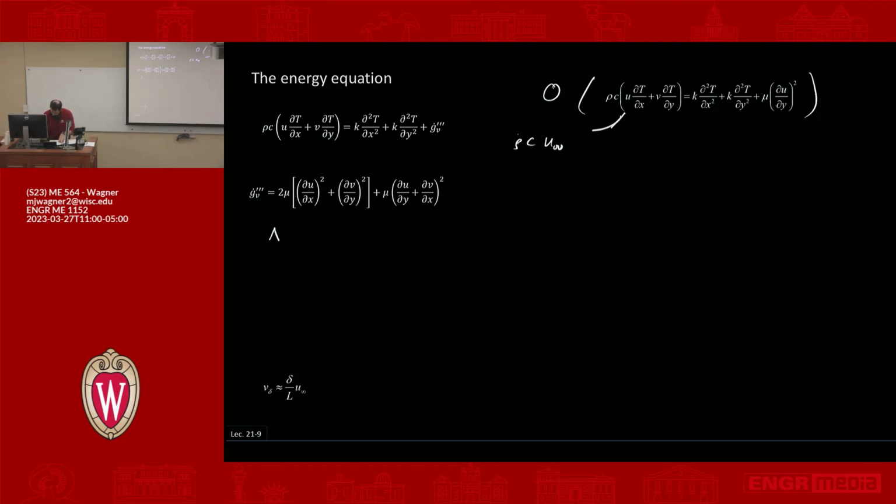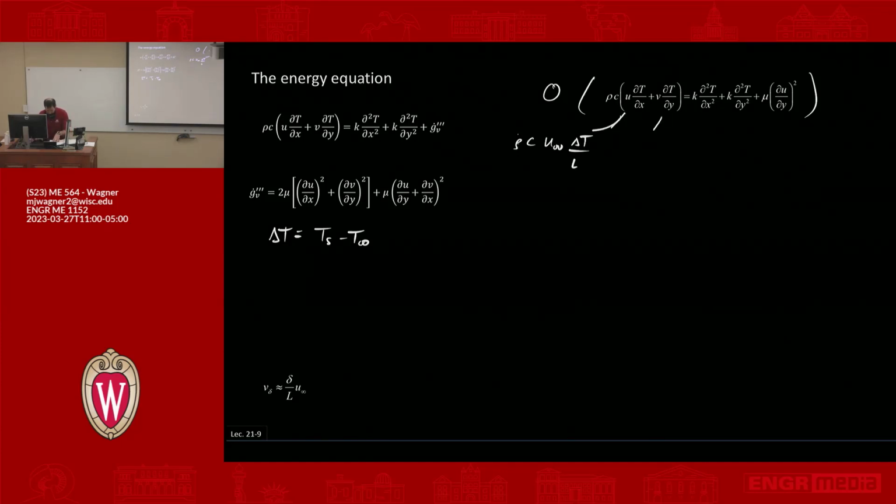So let's say delta T is equal to T_s minus T infinity, right? It's the temperature difference between the surface and the free stream. That's the largest that we would have to deal with. So we'll just call that delta T divided by L. So that's the first one.